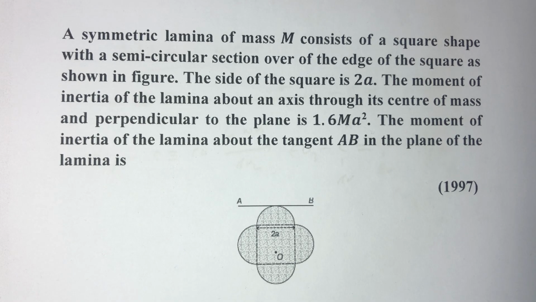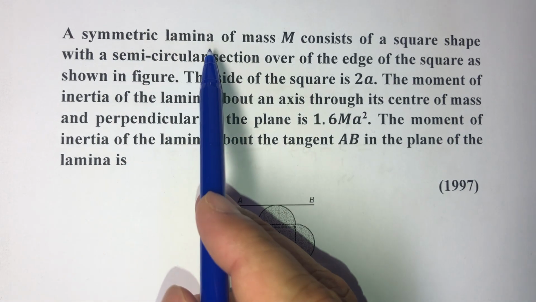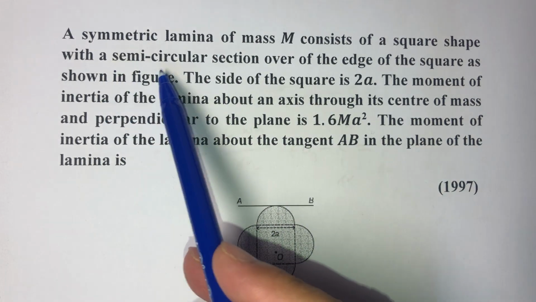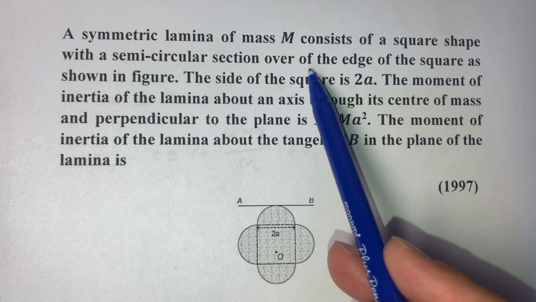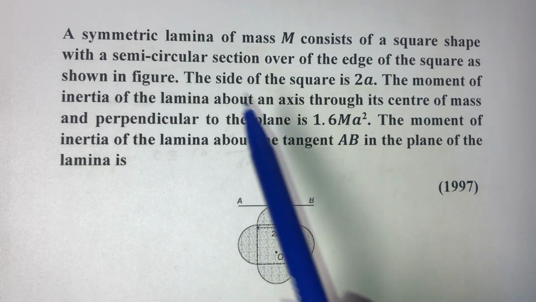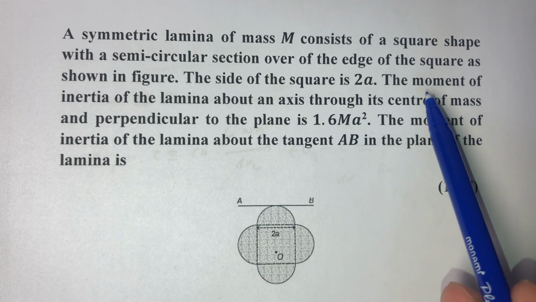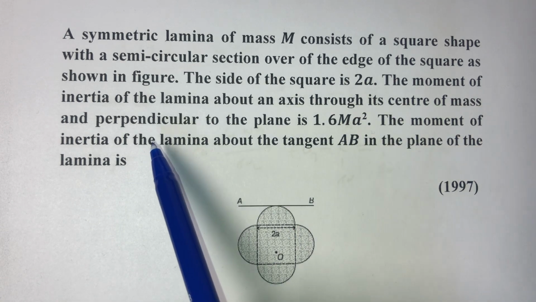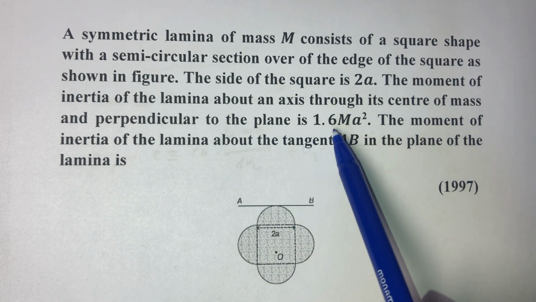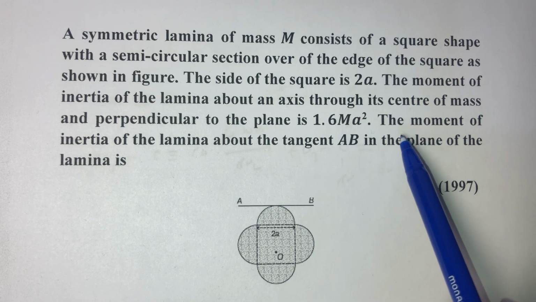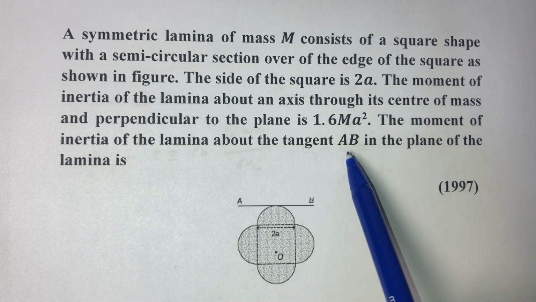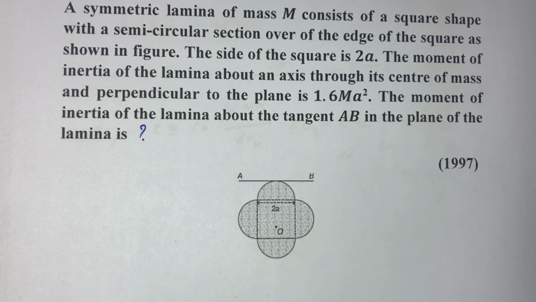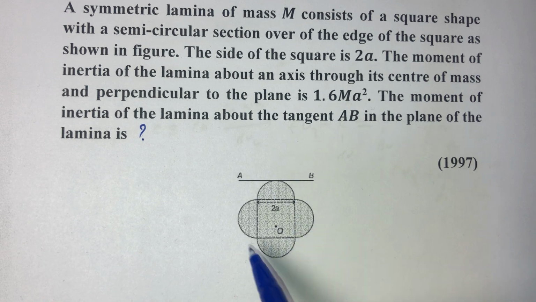Hello friends, today's question. A symmetric lamina of mass m consists of a square shape with a semicircular section over the edge of the square as shown in figure. The side of square is 2a. The moment of inertia of the lamina about an axis through its center of mass and perpendicular to its plane is 1.6 ma square. The moment of inertia of the lamina about the tangent AB in the plane of the lamina is. We have to find out the moment of inertia through this tangent line AB for this lamina.